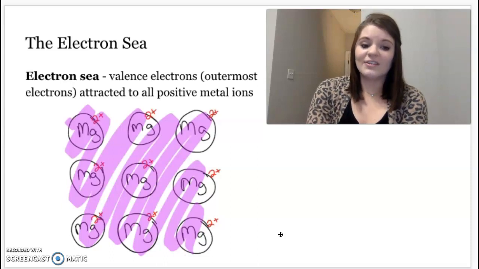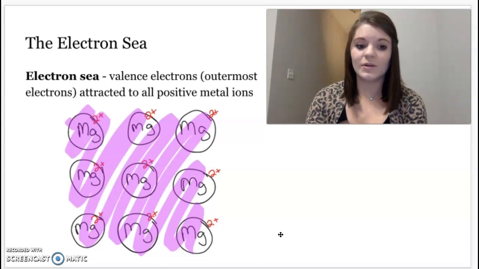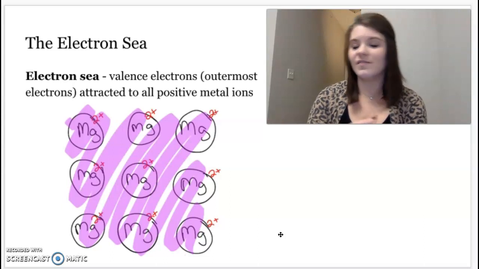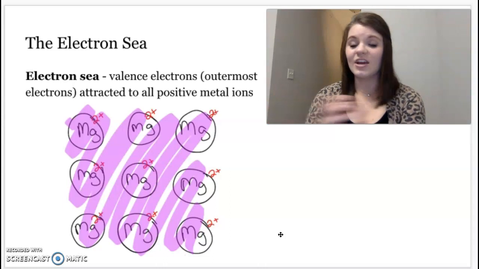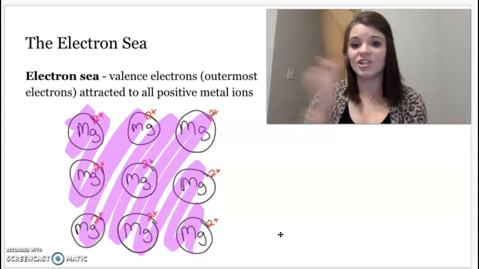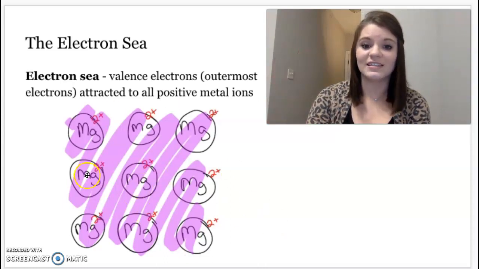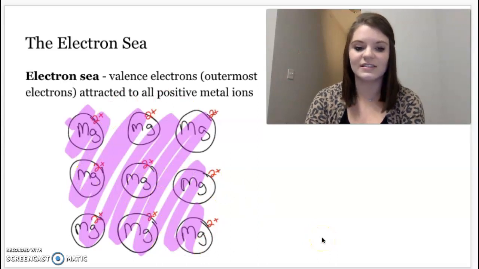This is called a non-directional bond. Electrons are being attracted by all of the positive magnesium atoms. They're not really sticking or bonding to one or the other. They're just moving throughout that electron sea. That's why it's called an electron sea.